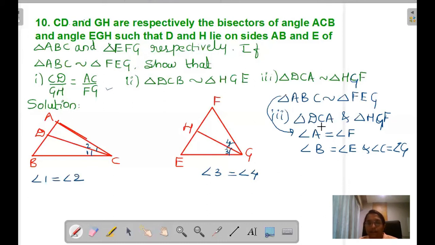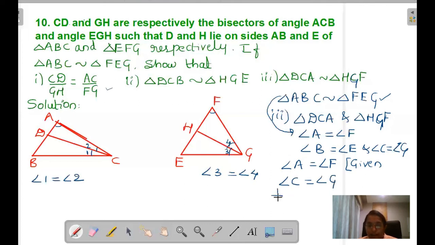Here also, triangle DCA and triangle HGF. Here definitely angle A is equal to angle F. We'll get this. Angle A is equal to angle F, because given triangle ABC is similar to triangle FEG. Then angle C is equal to angle G also. It is also given. Angle C is equal to angle G.